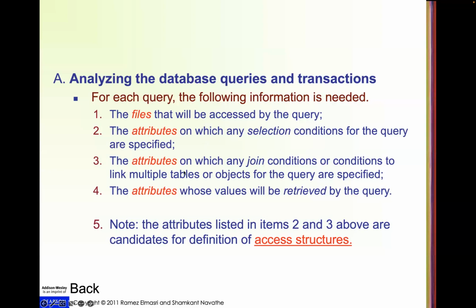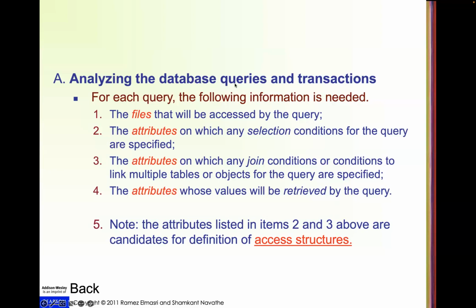So these are the 4 important pieces of information about the query that we must know, which will help us analyze the database when it is trying to run the query. It has to quickly check the file that the query is referencing, the attributes on which the query is trying to select records from the database, and the attributes on which the join condition, which helps link many objects or tables together, is specified.